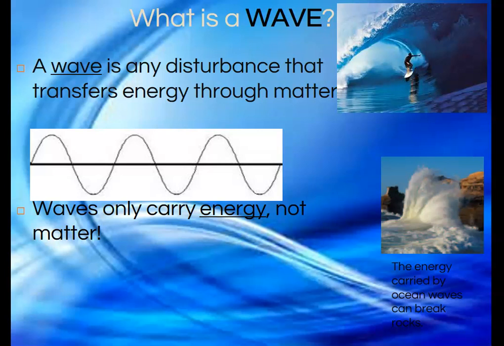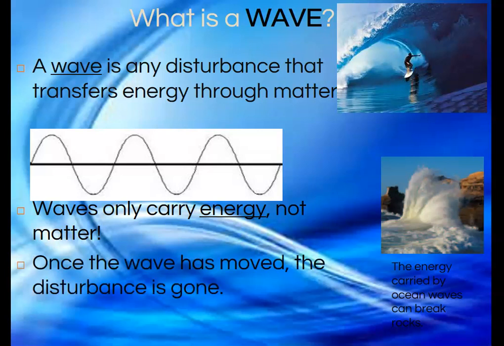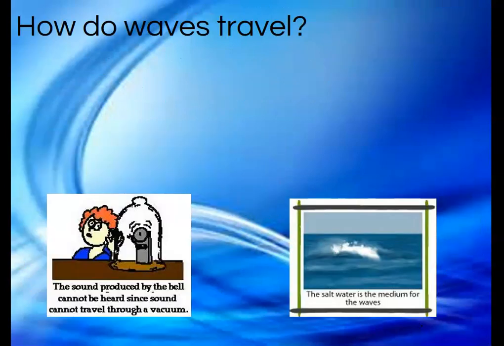A wave is not necessarily matter itself. It's the energy that is carried through matter. Once the wave has moved, the disturbance is gone. So once the energy goes through the water, if you've been at the ocean and the wind was high, you'll see that the waves are created. But once that energy from the wind goes down, we no longer see those waves. So to repeat, the definition of a wave is any disturbance that transfers energy through matter.